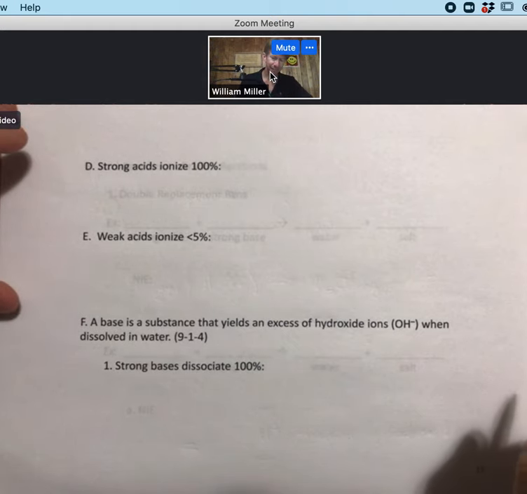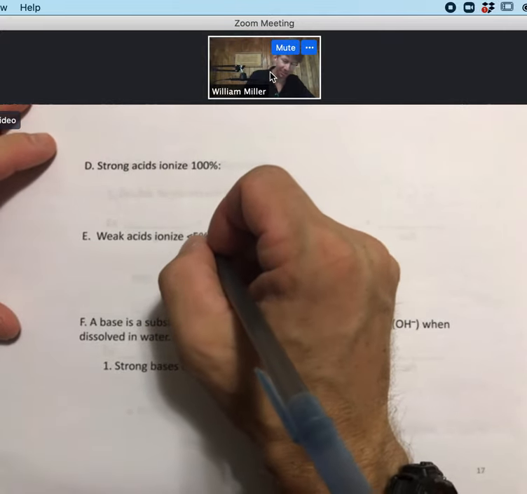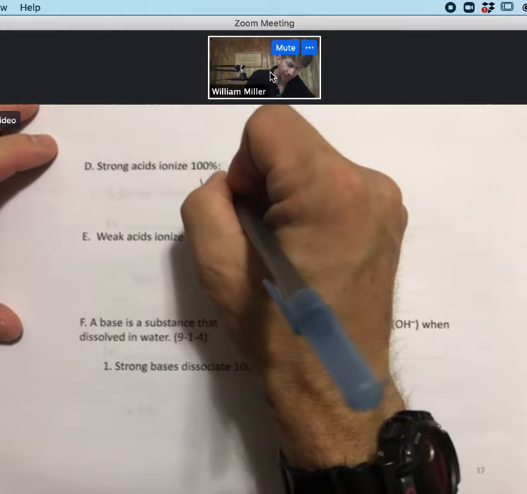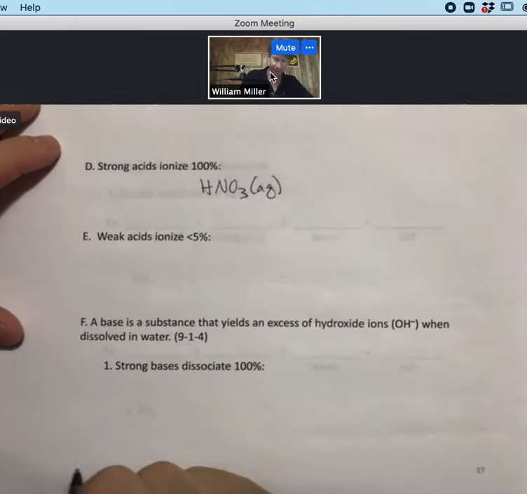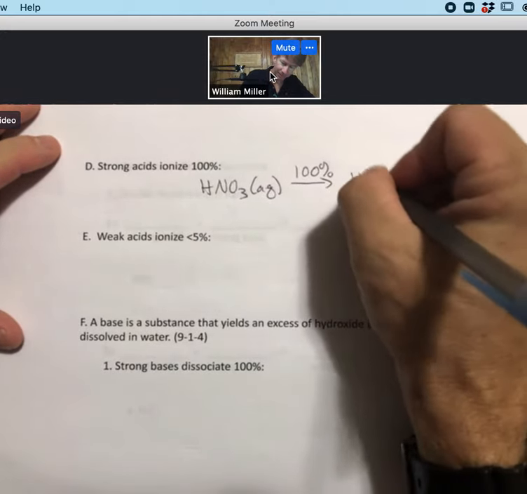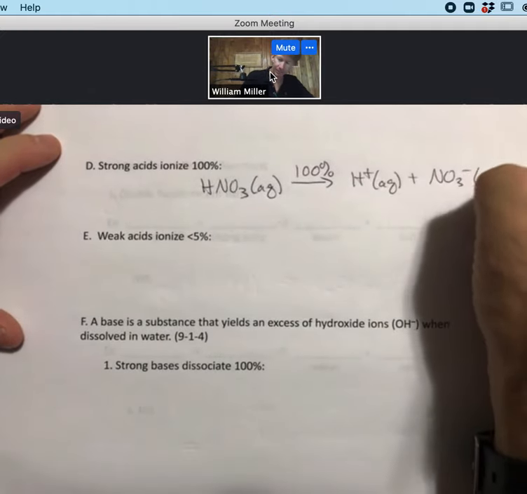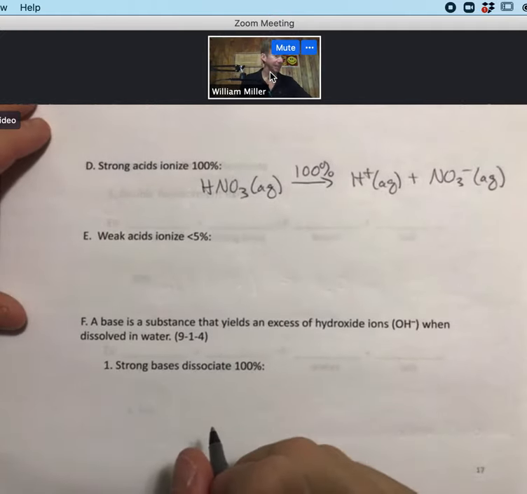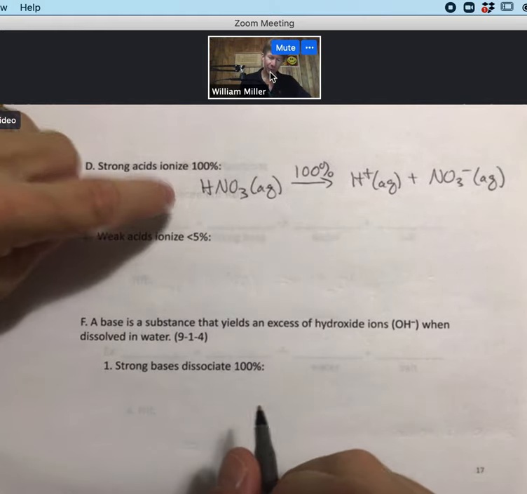Strong acids ionize 100%. There are only 7 strong acids. You should have them memorized by now. Let's do my second favorite strong acid, nitric acid, 100%. H pluses and nitrate ions.